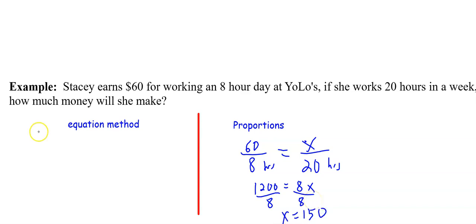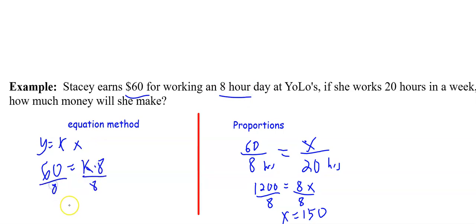The other way is to use an equation like y equals kx. Let's try that. So let's plug in our variables here. So we make $60. We don't know what k is. That would be our rate, like our pay rate, like $10 an hour or something. And you work 8 hours, so times 8. If you divide by 8, I think you get k equals 750.